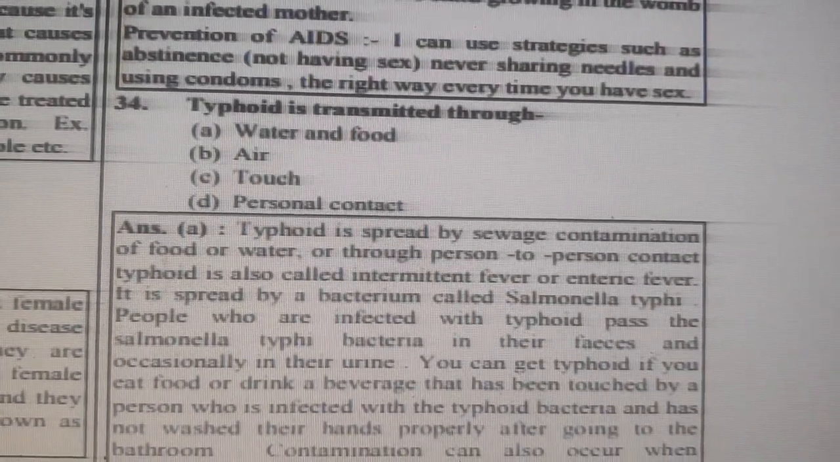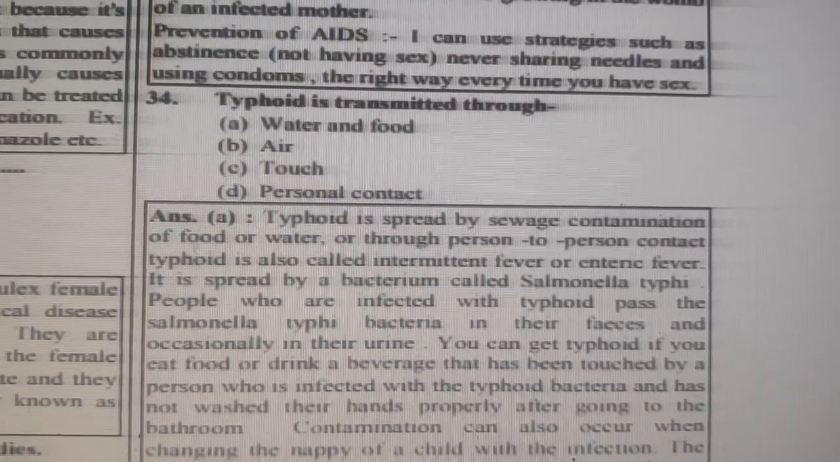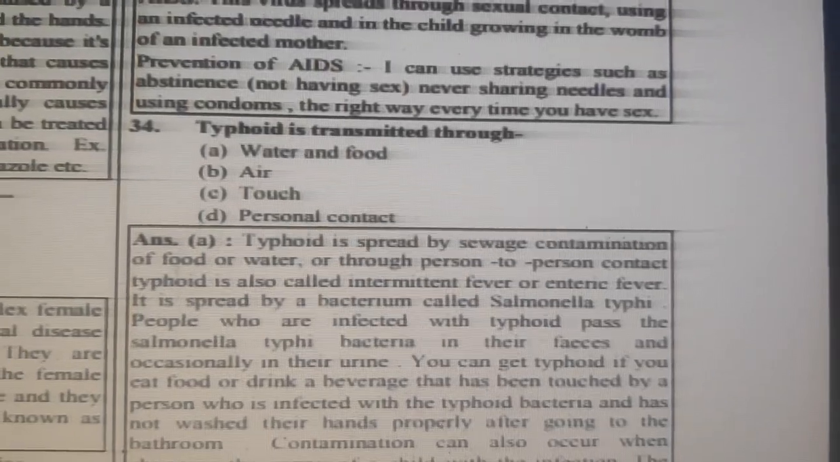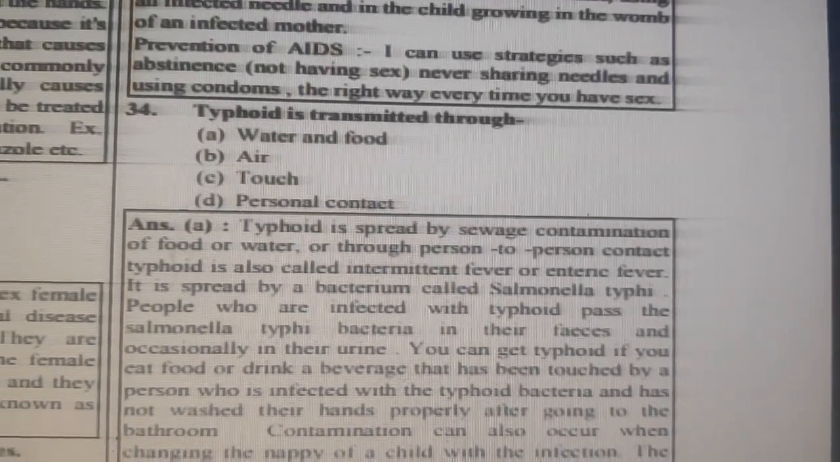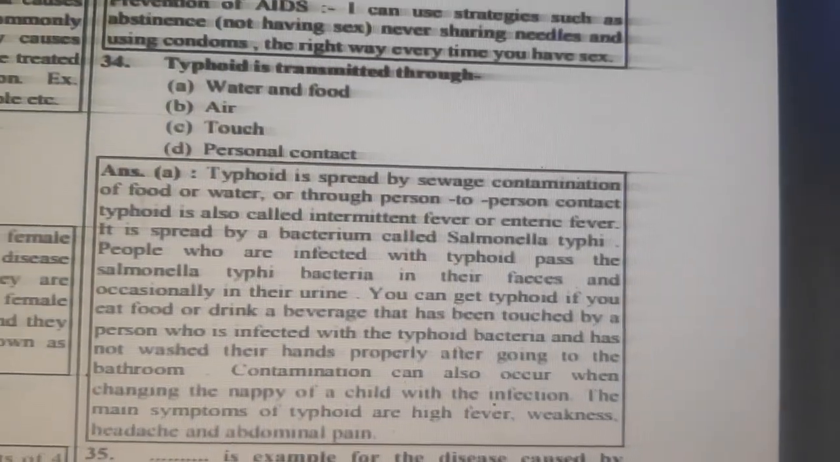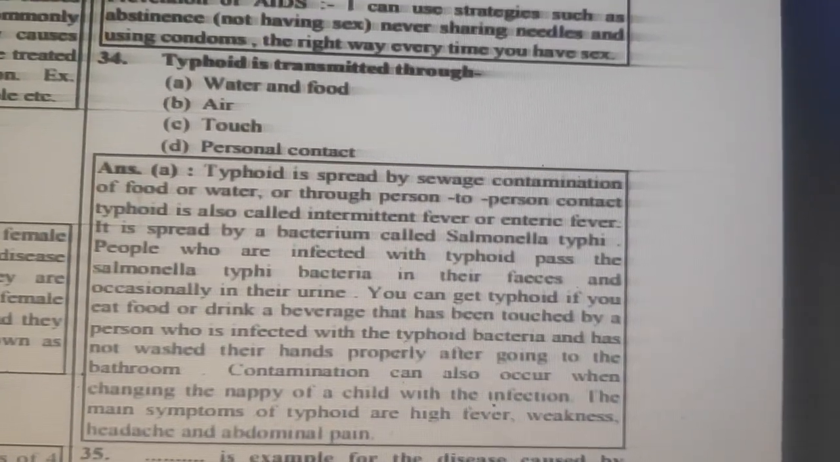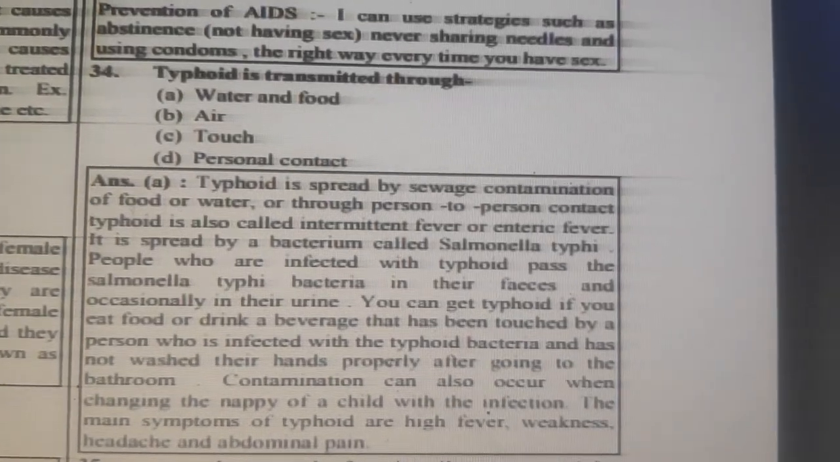Typhoid transmits through? Option A, water and food. Option B, air. Option C, touch. Option D, personal contact. Option A is the right answer, water and food. Typhoid is transmitted through water and food; it spreads because of food.